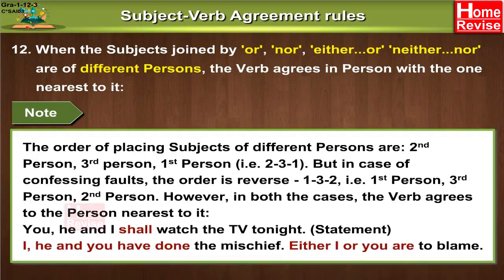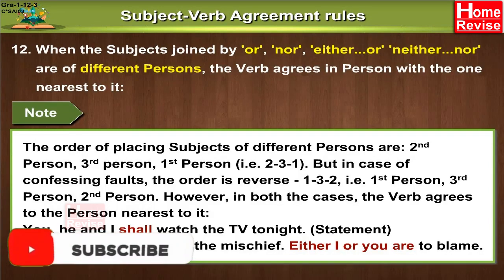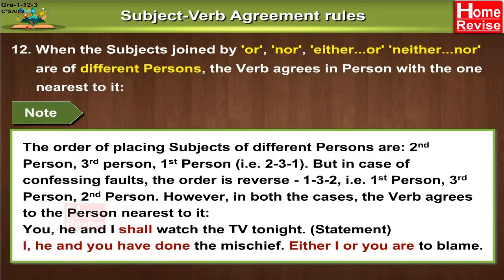Note, the order of placing subjects of different persons is second person, third person, first person. That is 2, 3, 1. But in case of confessing faults, the order is reverse: 1, 3, 2. That is first person, third person, second person. However, in both the cases, the verb agrees with the person nearest to it. You, he, and I shall watch the TV tonight. I, he, and you have done the mischief. Either I or you are to blame.